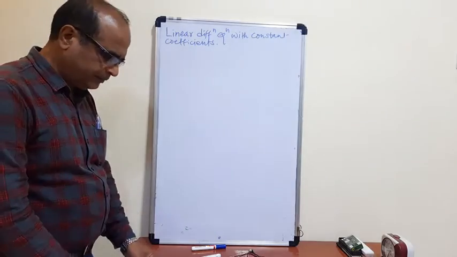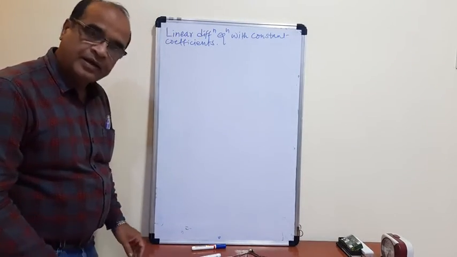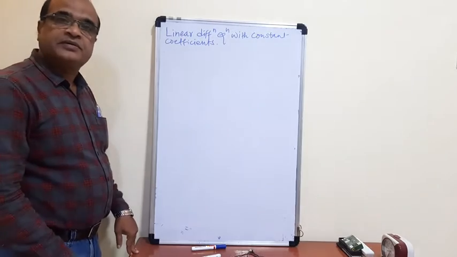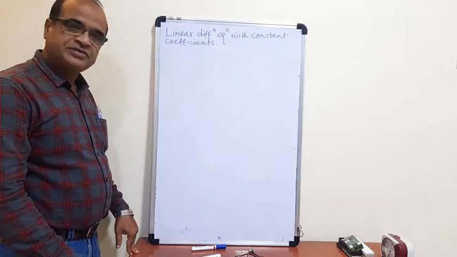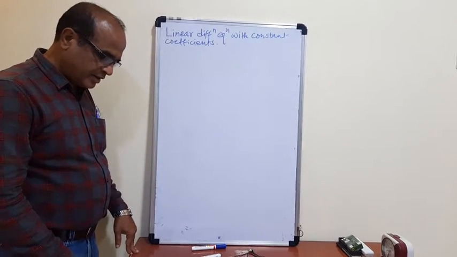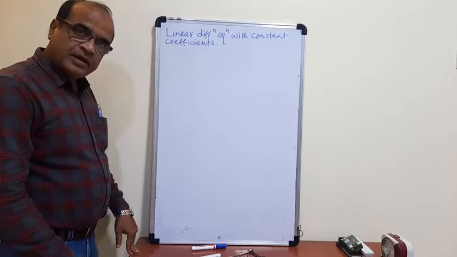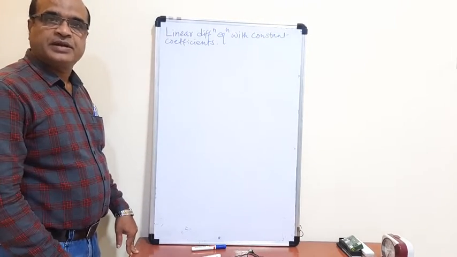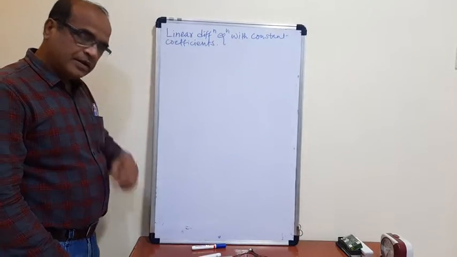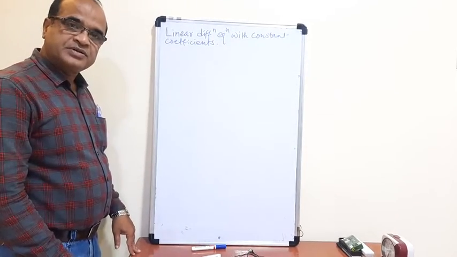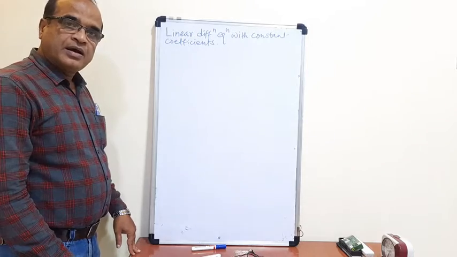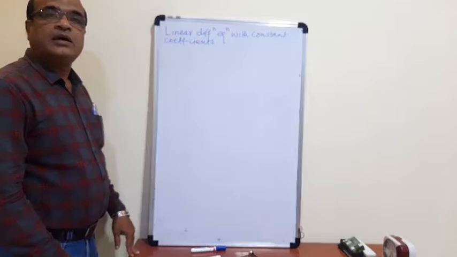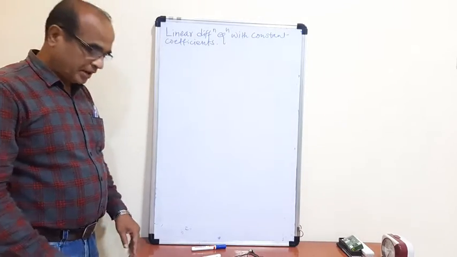Welcome to everybody. So, what is the linear differential equation with constant coefficients? In the last lecture, we studied the linear differential equation with constant coefficients. What is the linear differential equation, and how do we find the solution of that differential equation when the roots are different and when the roots are repeated?